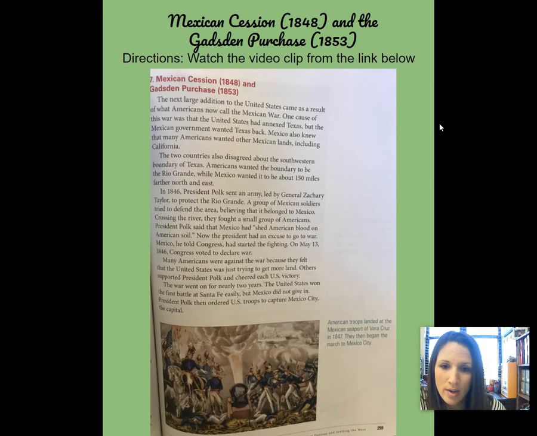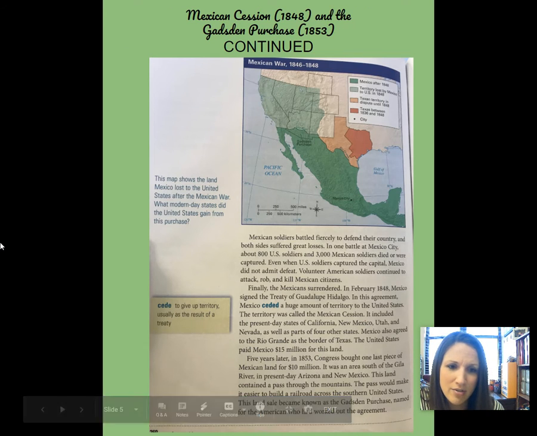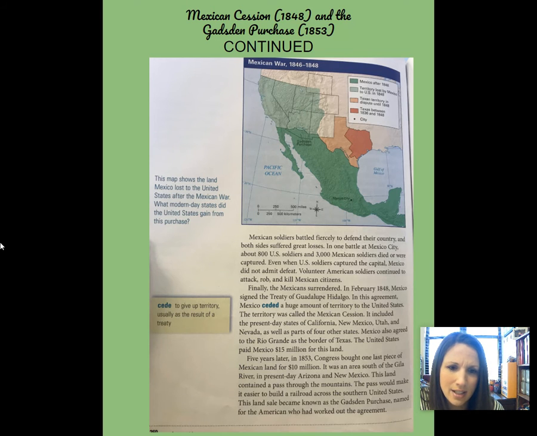victory. The war went on for nearly 2 years. The United States won the first battle at Santa Fe easily, but Mexico did not give in. President Polk then ordered U.S. troops to capture Mexico City, the capital. Mexican soldiers battled fiercely to defend their country, and both sides suffered great losses. In one battle at Mexico City, about 800 U.S. soldiers and 3,000 Mexican soldiers died or were captured. Even when U.S. soldiers captured the capital, Mexico did not admit defeat. Volunteer American soldiers continued to attack, rob, and kill Mexican citizens. Finally, the Mexicans surrendered. In February 1848, Mexico signed the Treaty of Guadalupe Hidalgo.